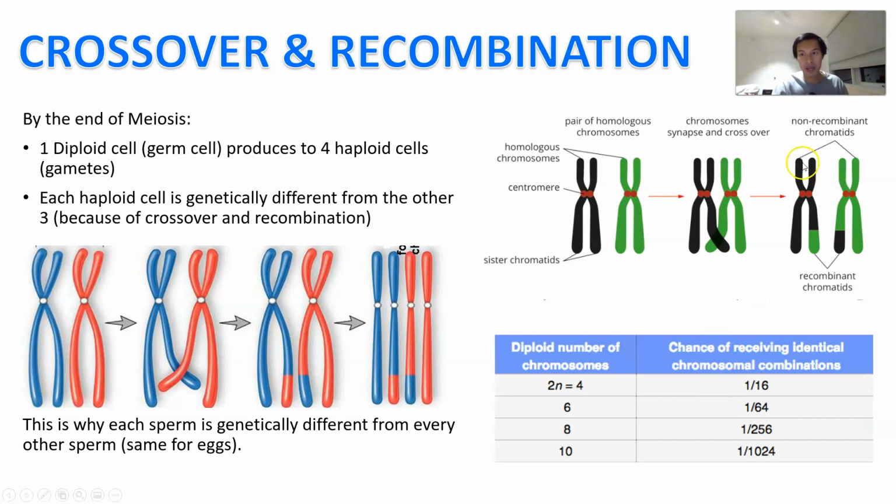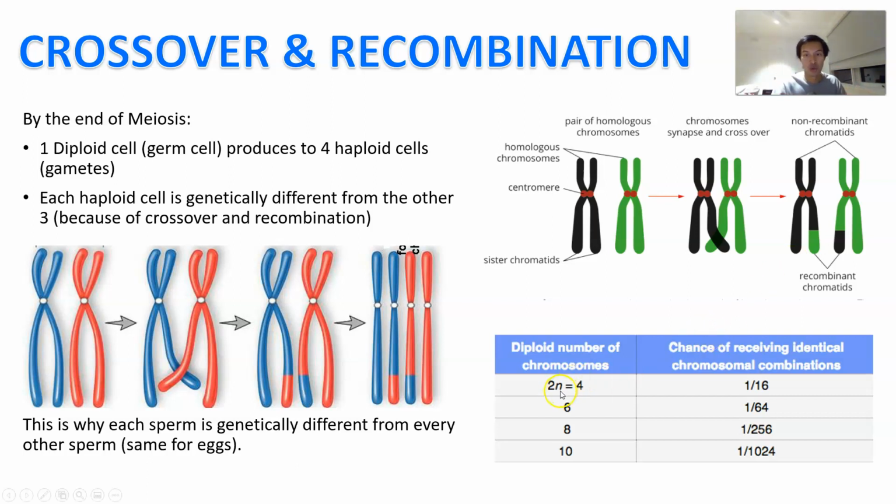Now, in terms of naming, the two that have crossed over are what we call recombinant chromatids, and the 2 that haven't crossed over are what we call non-recombinant chromatids. So you can see they're black, black and green, and then green and black, and then green and green. The black and the green are non-recombinant because they were the same, but the ones that have recombined are called recombinant.